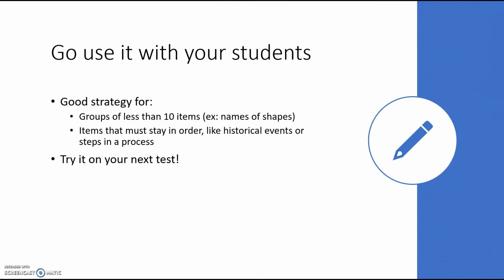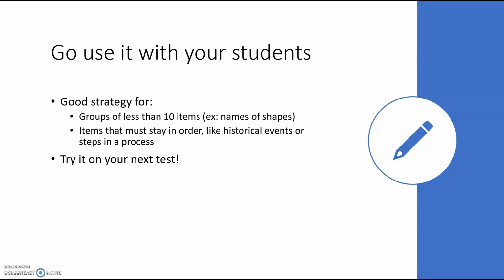So I hope you found that useful. Now that you know what the Pegword strategy is, you can go use it with your students. I would recommend that you use this for groups of items, 10 items or less. So for little kids, you might want to teach them the names of shapes. And so they could have these for 10 different shape names. If you have older kids, you could even go with names of quadrilaterals, names of triangles.